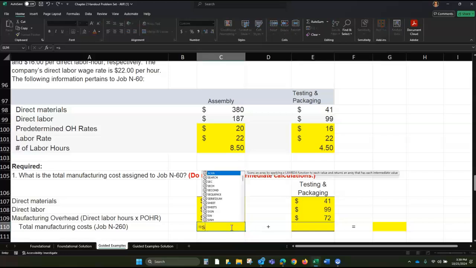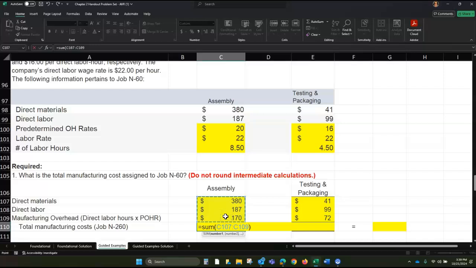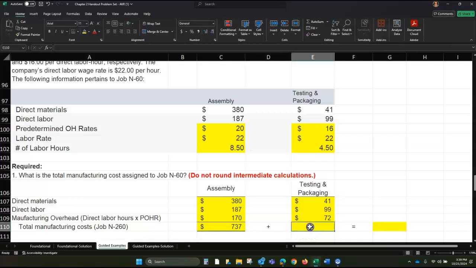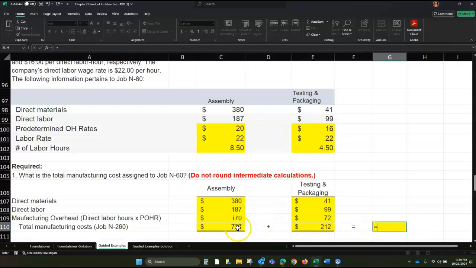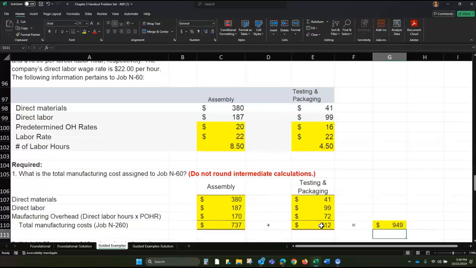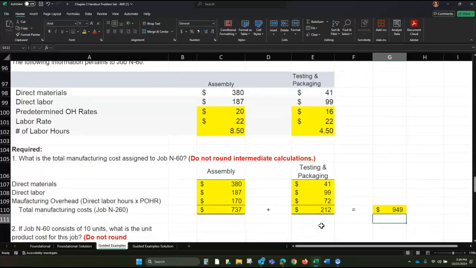I can then sum all the cost from the assembly department. Depending on how you want to do it, I'm just going to type it in again. I'm going to sum all the cost from testing and packaging. And then I'm going to combine those two numbers together to get all manufacturing cost of $9.49.